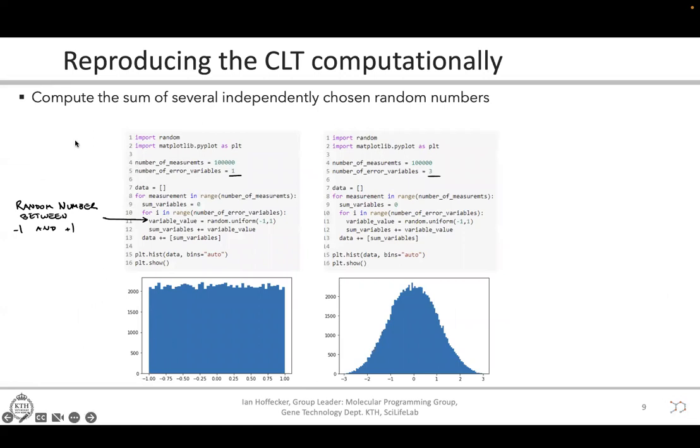Let's take a look then at some code that shows this. Okay, so here we have the sum of several independently chosen random numbers. We have a for loop here, and this is simply going to generate a random number between -1 and +1, and sum this up depending on how many we've told the program to generate. So in the first case here, we ask it to just pick one of these numbers. And then we repeat this for a large number of rounds. So we do 100,000 of these measurements.